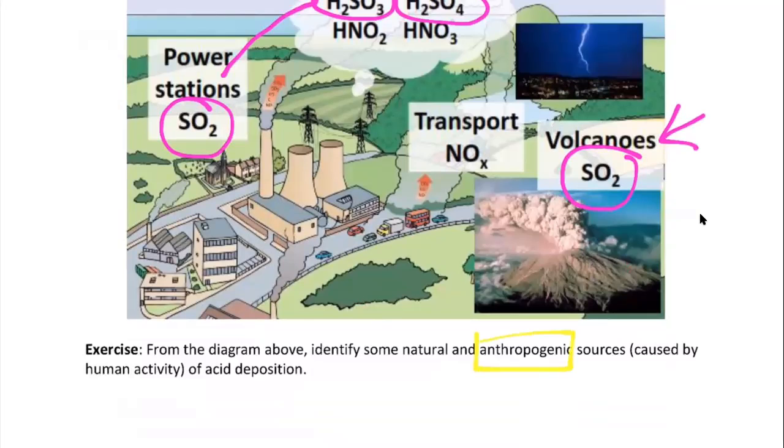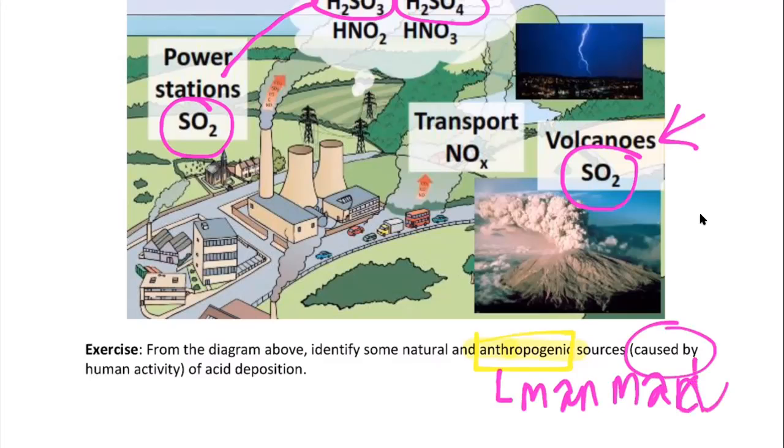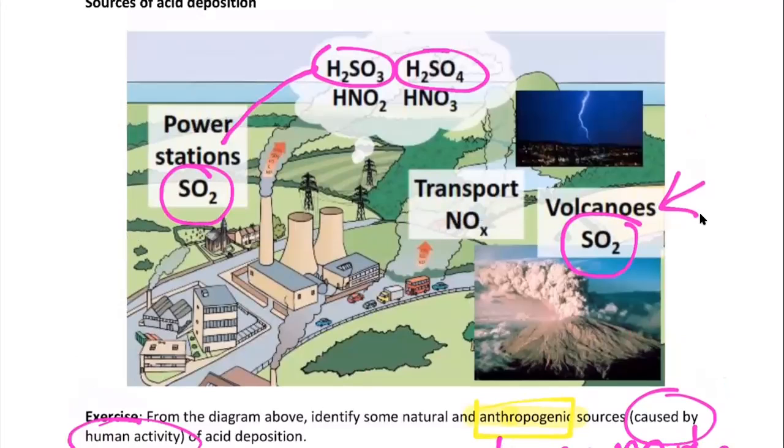Anthropogenic. Anybody know what anthropogenic means? So anthropogenic means that it's man-made or it's caused by man. Okay, so man-made, or you could say caused by human activity. Things like power stations and transport, those are anthropogenic because humans are doing that. Volcanoes, not anthropogenic. That's naturally occurring. Like, we're not controlling the volcanoes.